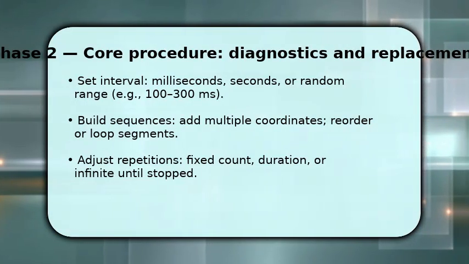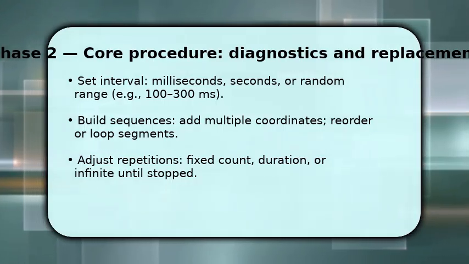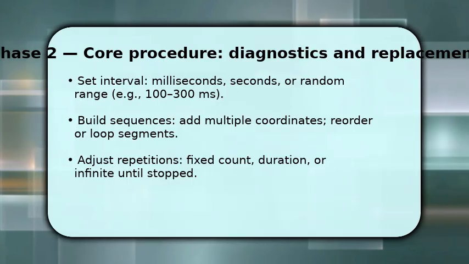Now you configure how and when clicks occur. First, set the interval precisely. Use milliseconds for fast tasks or a random range to mimic human variation.